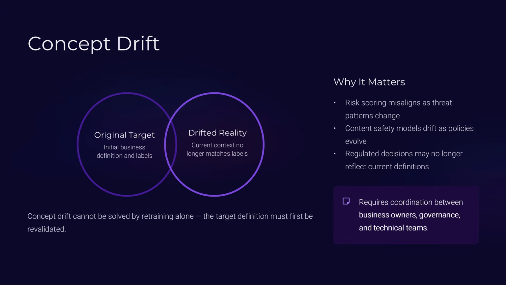Concept drift is particularly important for governance and compliance. If your artificial intelligence system supports regulated decisions, you must ensure its output remains aligned with the current concept definition, not a historical one. Architecturally, concept drift requires coordination between business owners, governance teams, and technical teams. It cannot be solved by retraining alone without confirming that the target definition remains valid.